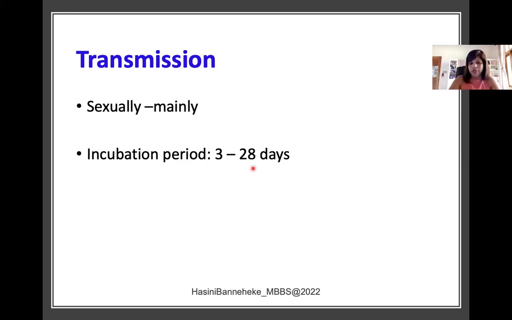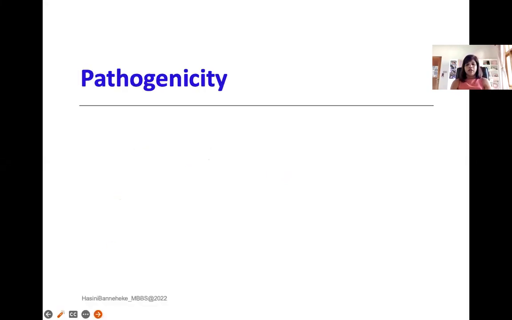And the incubation period: when you get a patient and ask the history, the patient may tell you that they had an exposure to an unknown sexual partner within a matter of 3 days or so, or it could be an exposure a month ago. So the incubation period may vary from 3 days to 28 days. Okay, right. So we are moving on to the pathogenicity now. If you have any questions up to now, you can ask me now also.